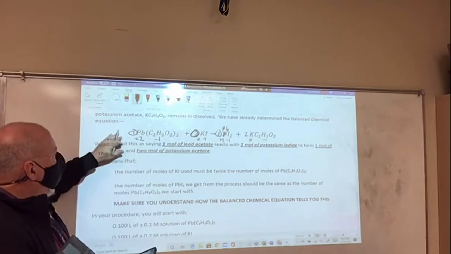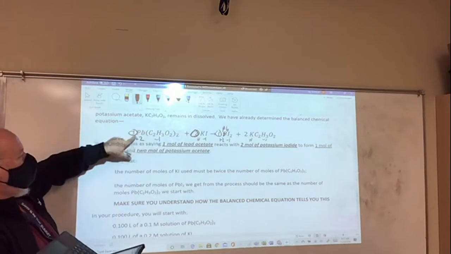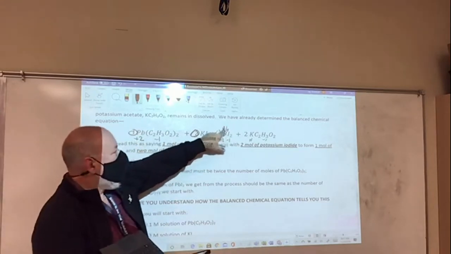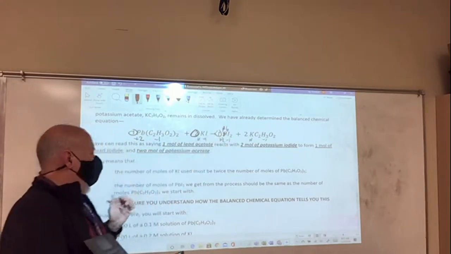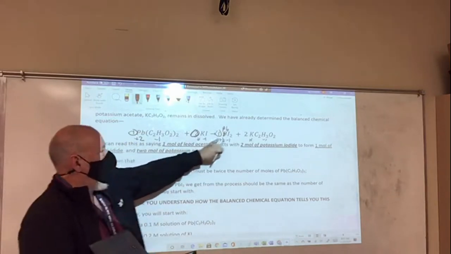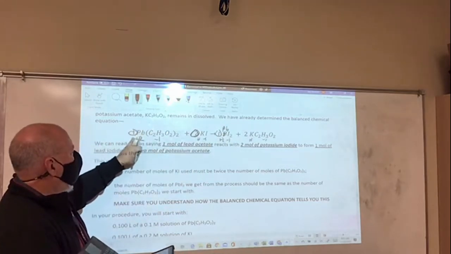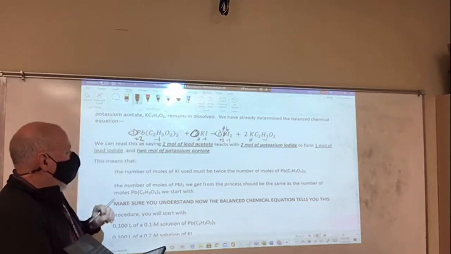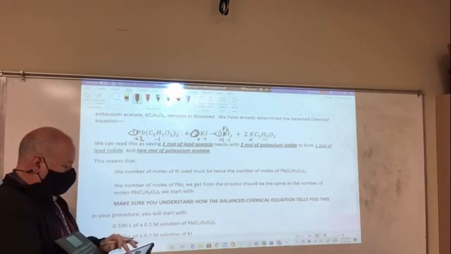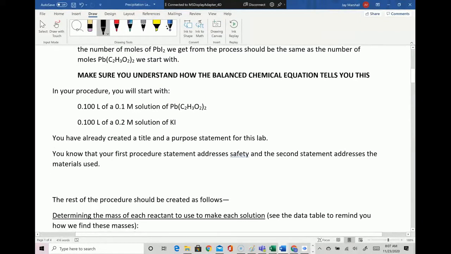So, the other important thing here is that for every 1 mole of this stuff that I use, I get 1 mole of this stuff. So the number of moles of my precipitate should equal the number of moles of my starting product there. So let's make sure you understand that the balanced chemical equation tells you this, right?